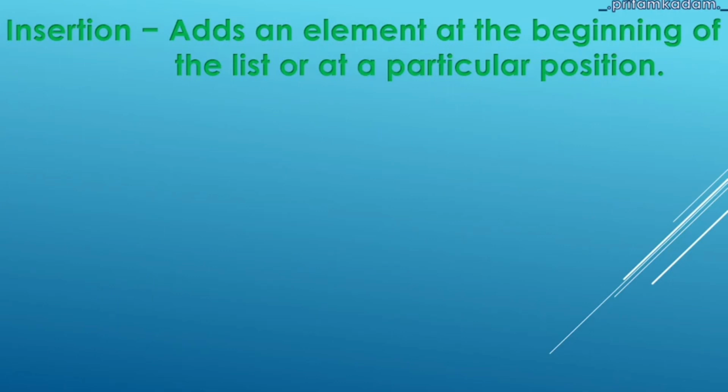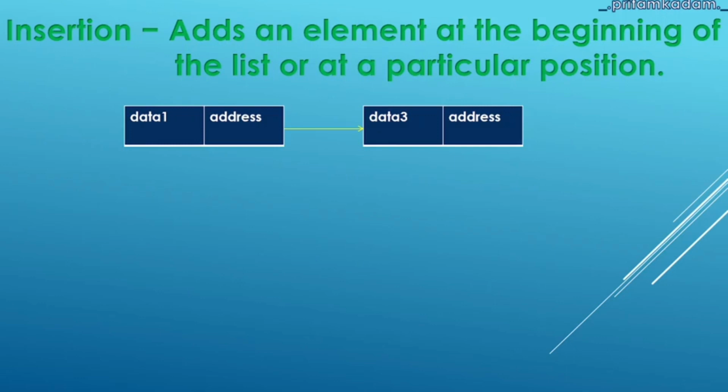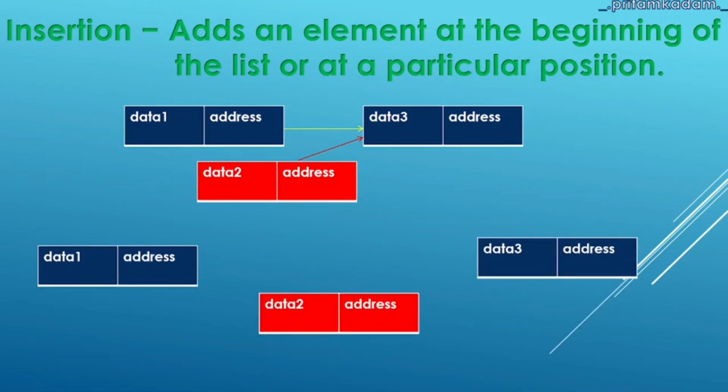Okay, so I will explain the insertion part diagrammatically. Insertion adds an element at the beginning of the list or at a particular position. So this is a linked list. If I want to enter data in between both of them, what do I have to do? I have to put this address into this one. But the first linked list node is also pointing to that one, so I will change that pointer to this one. Okay, got it? By using diagrams, I think this is much clearer. Now let us go to the next part.